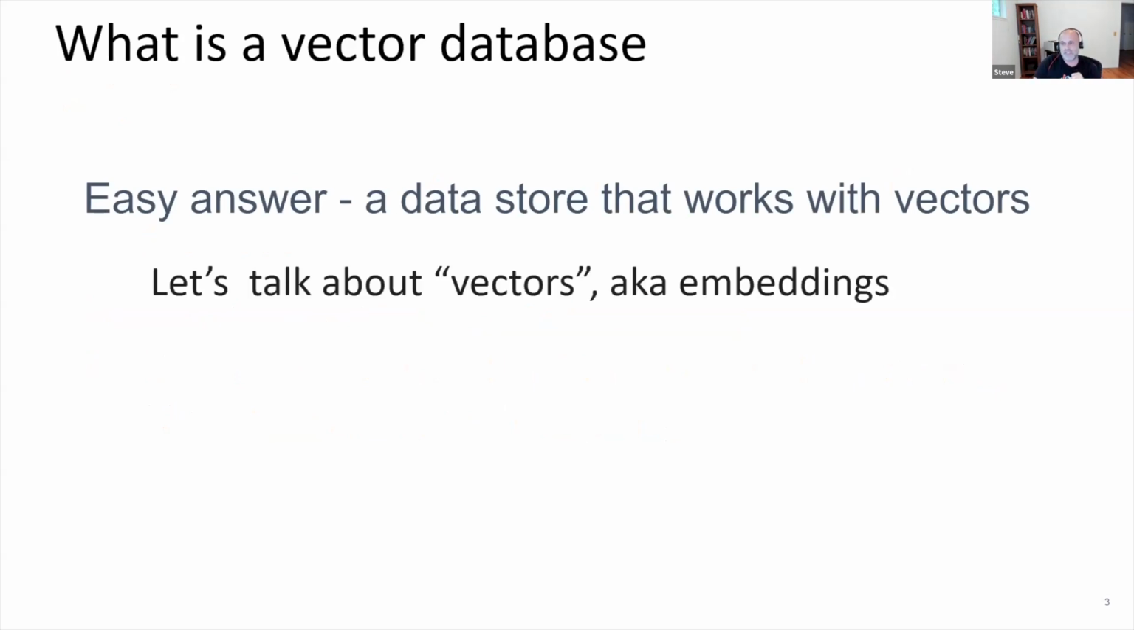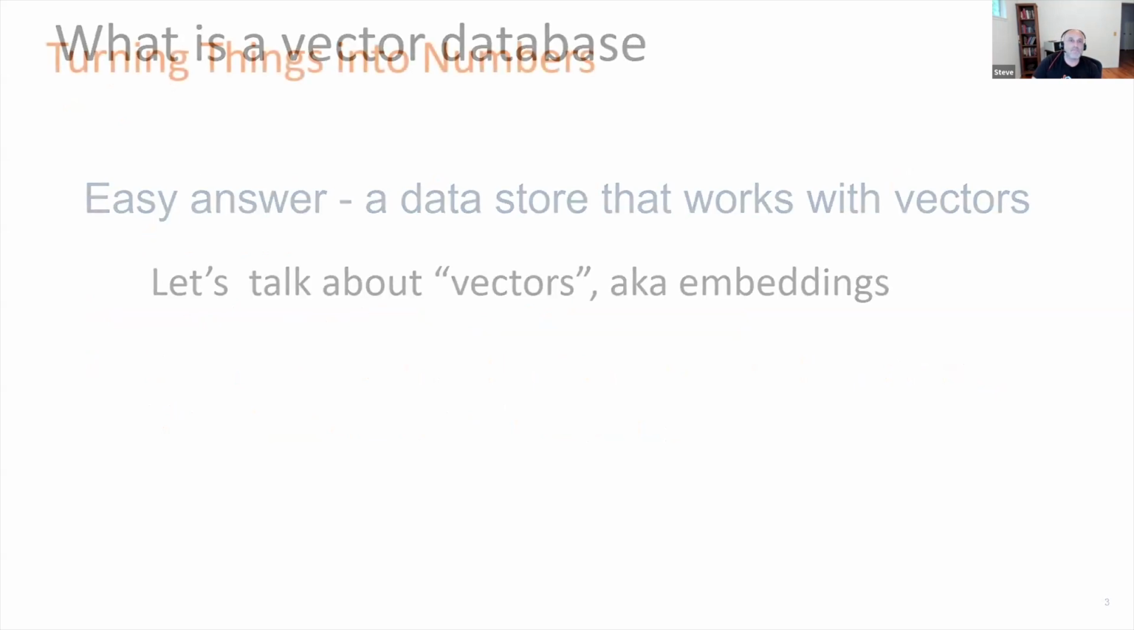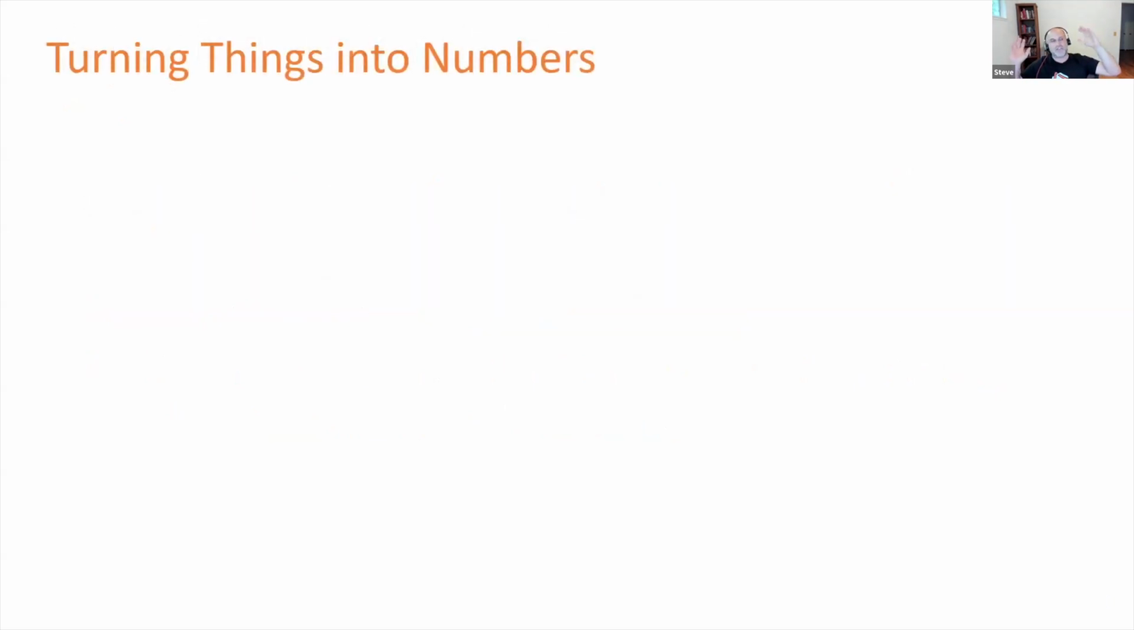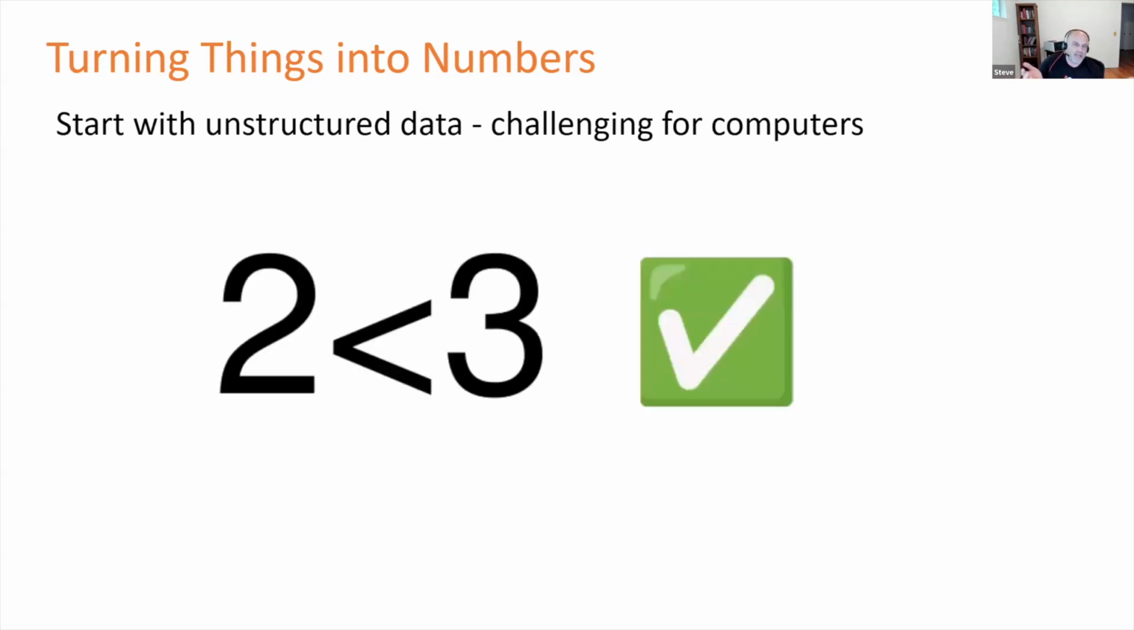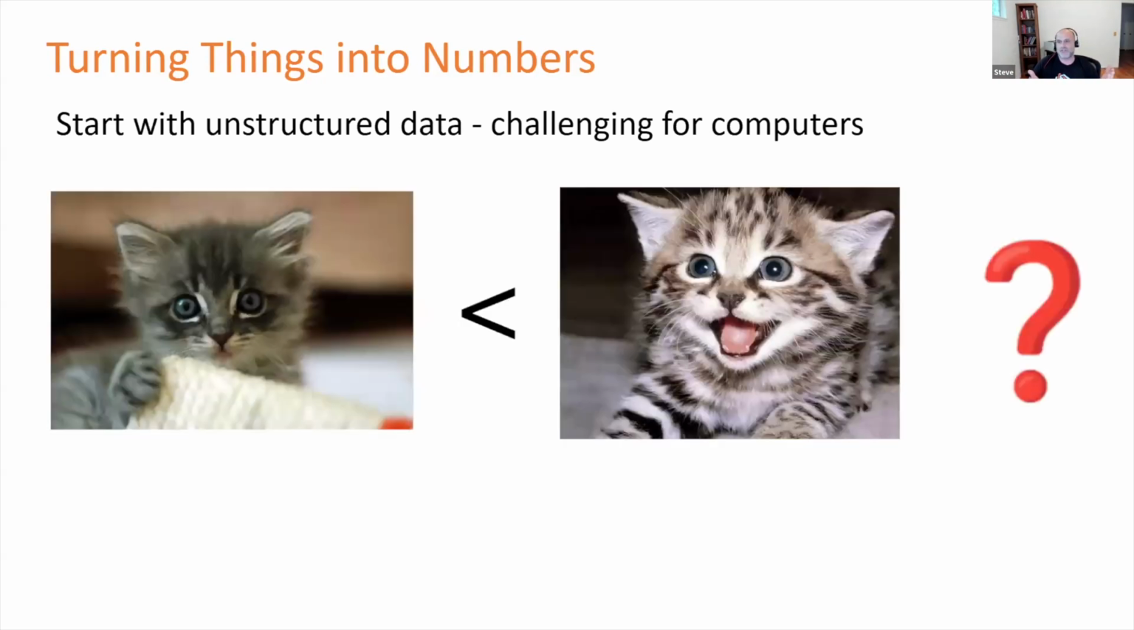But let's talk about what these things actually are. The basic idea with embeddings is you're turning things into numbers. This is basically taking unstructured data and making it something a computer can understand. The idea is, hey computer, is 2 less than 3? It says beep, boop, flip some bits. Great, 2 is less than 3. I can tell you that. I say, is this kitten picture less than this kitten picture? It says beep, boop, I have no idea what you're talking about.